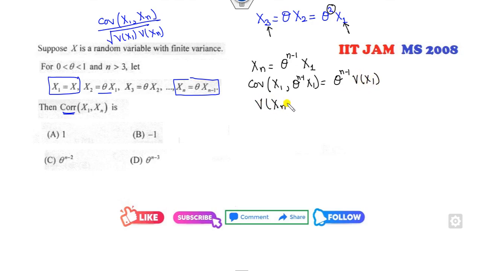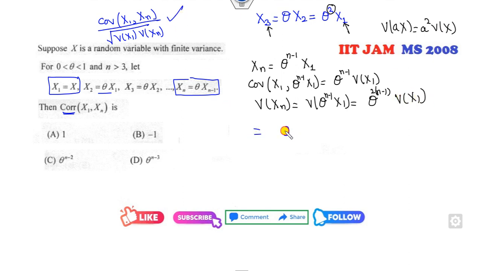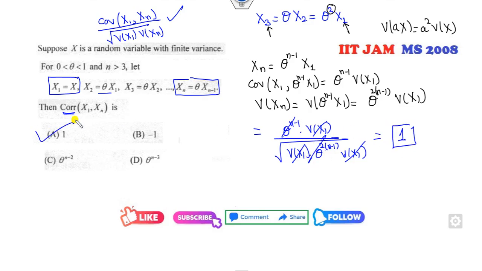Can you find the variance of xn? Variance of this, I can take this value as common. It's twice of this, because we all know the variance of ax is a square times the variance of x. Fine. Now I can substitute this value here. So the numerator value will be this, and the denominator is variance of x1 into twice the variance of this. So clearly this value will be cancelled out. It's a square, it will also be cancelled out. The answer is 1, which is the right answer.